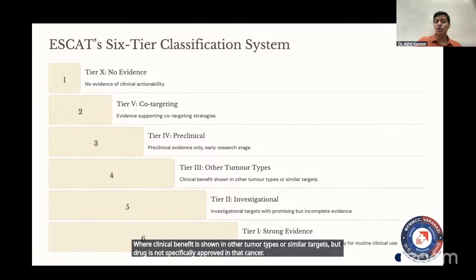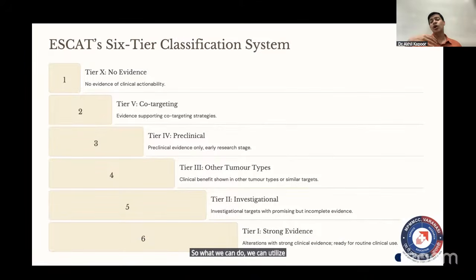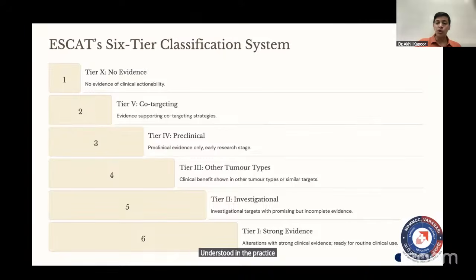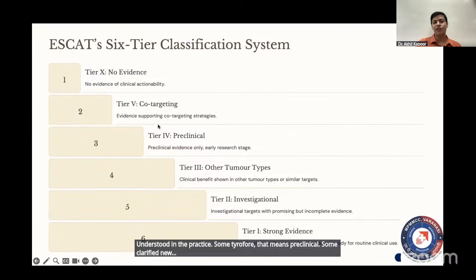So what we can do, we can utilize the treatment when all other standard treatment options are exhausted. So this is very commonly understood in the practice. Some tier 4, that means preclinical. Some tier 5, we are co-targeting various mutations, and there is tier X where there's no evidence for that.